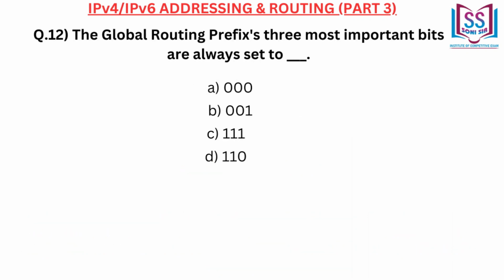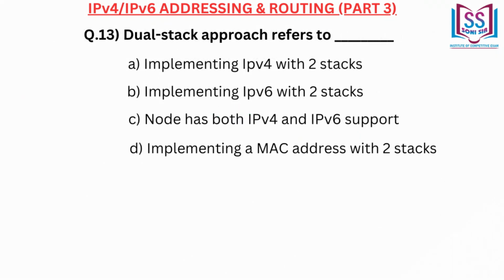The global routing prefix's three most important bits are always set to dash. A. 000, B. 001, C. 111, D. 110. Correct answer B. 001. Dual stack approach refers to dash.